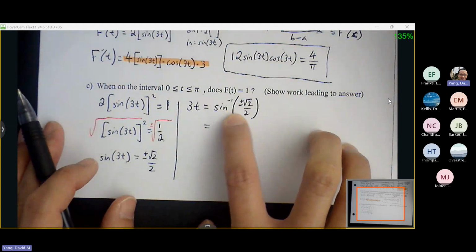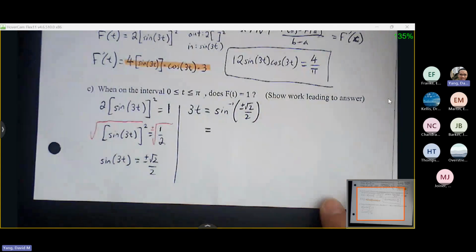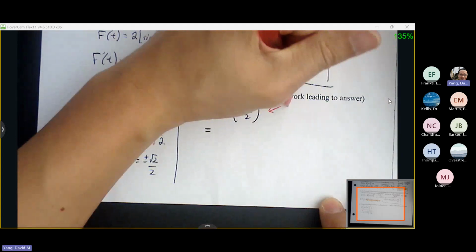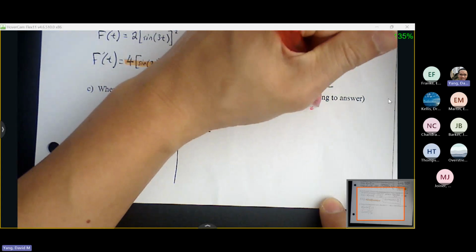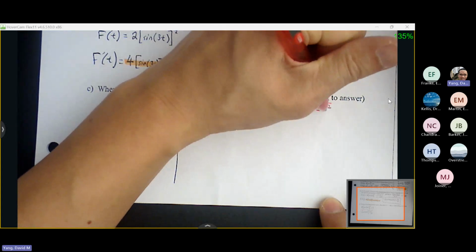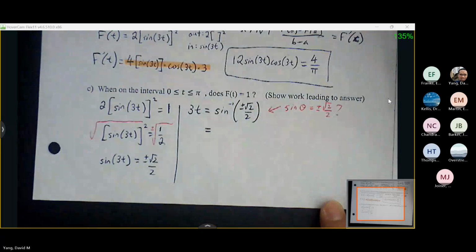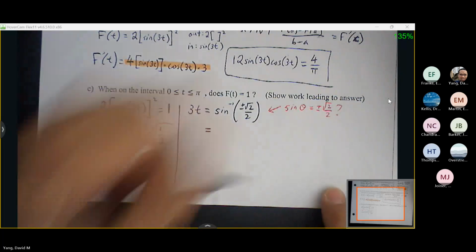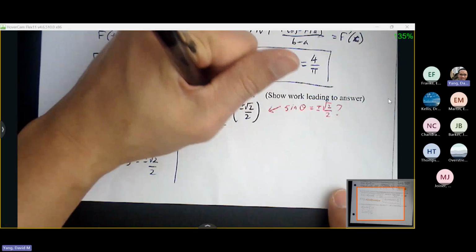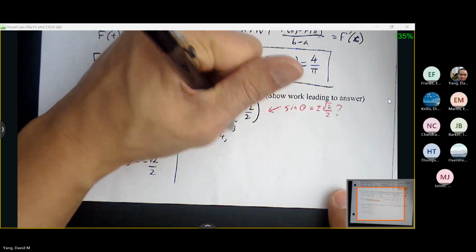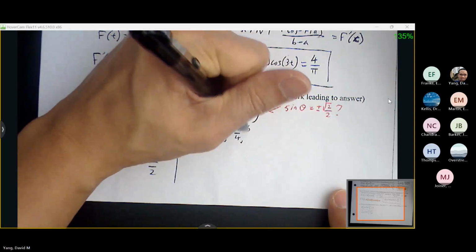Okay, so this is just basically asking what theta values is sine equal to plus or minus root 2 over 2. So theta, pi over 4, 3 pi over 4.